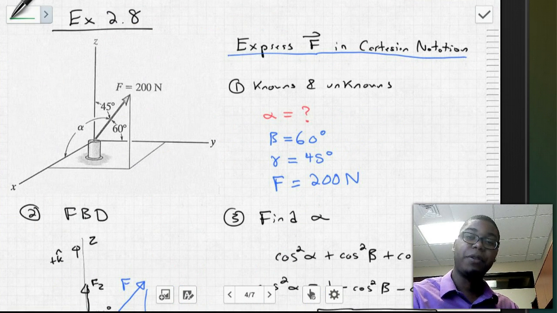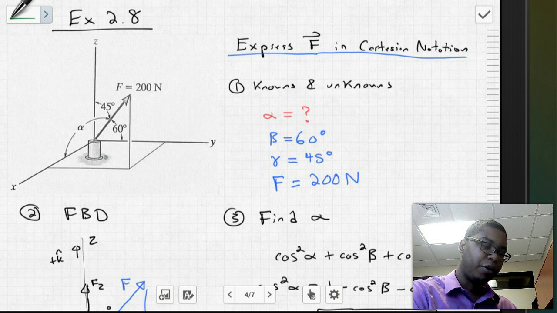So let's go ahead and do another example. This is example 2.8. I believe this is an example from a little bit later into the book. Well, not later into the book, but an example from either 2.5 or 2.6. I'm not sure. But let's go ahead and attempt to do this problem.